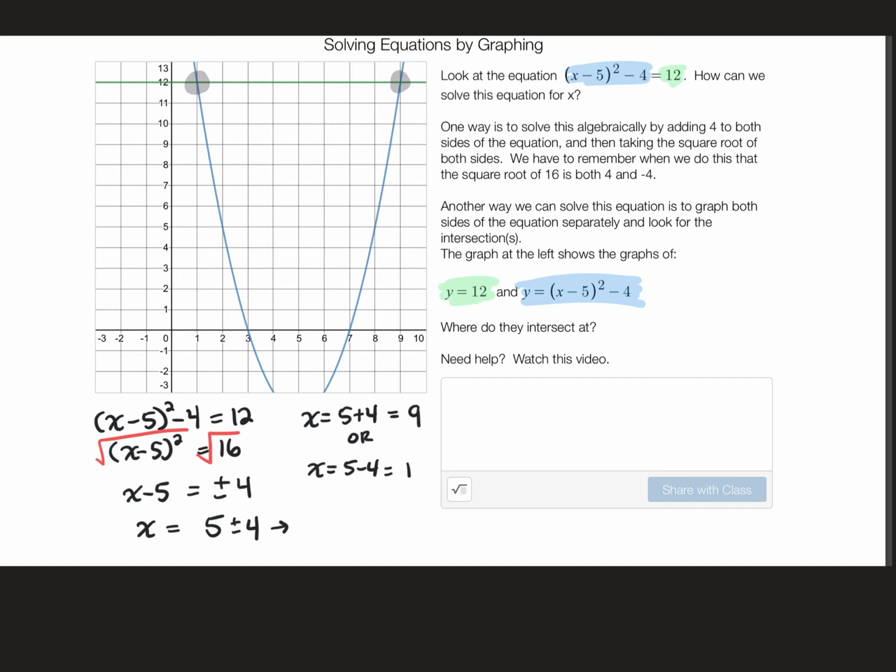And if we think about what we're being asked to find here, we want to know what are the x values where the two graphs intersect. So our x values at those two places are, if we look down here, x = 1 and x = 9. And we got those algebraically as well.